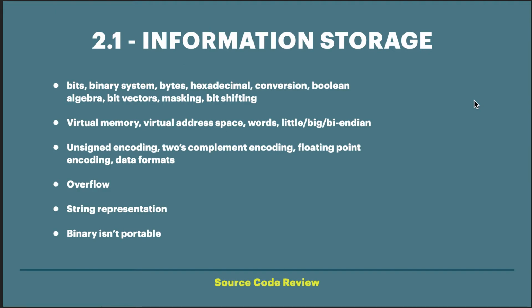Now, unsigned encoding, 2's complement encoding, and floating point encoding are all data formats. So we have the float, signed integers, and unsigned integers. And in order to represent those, we have to encode the binary a certain way. So we'll get into that in the next section.